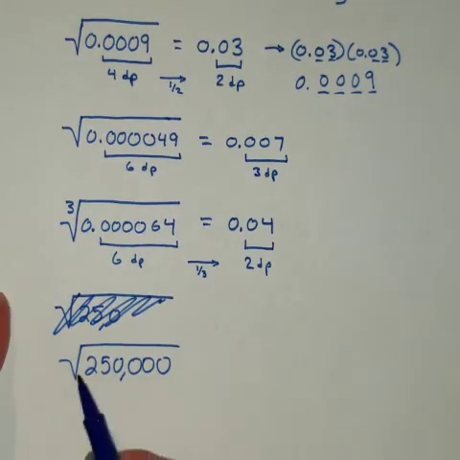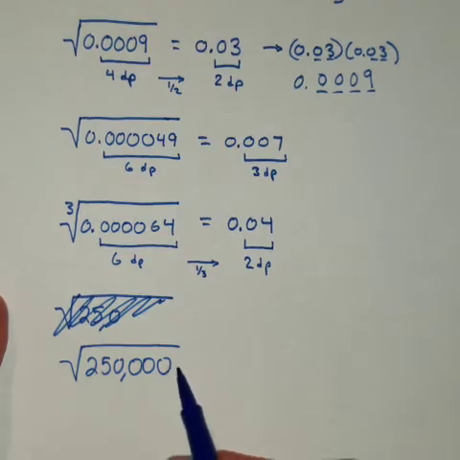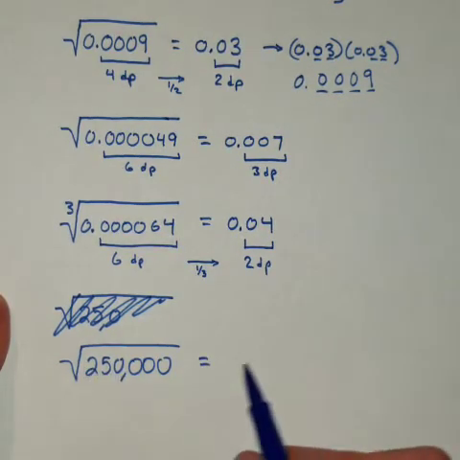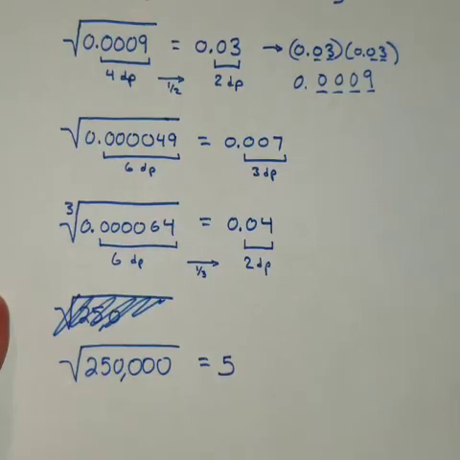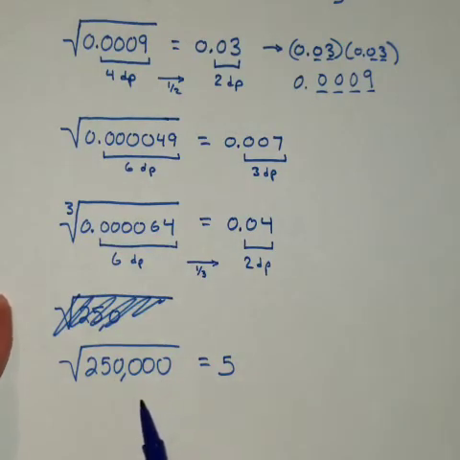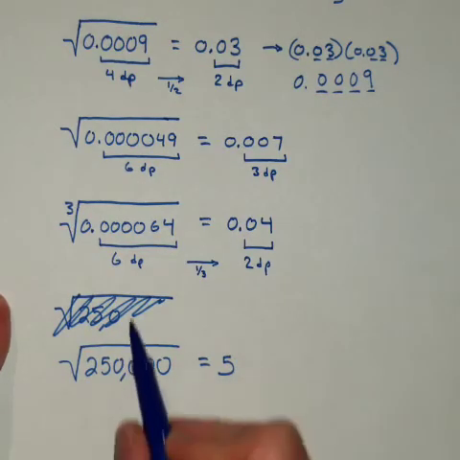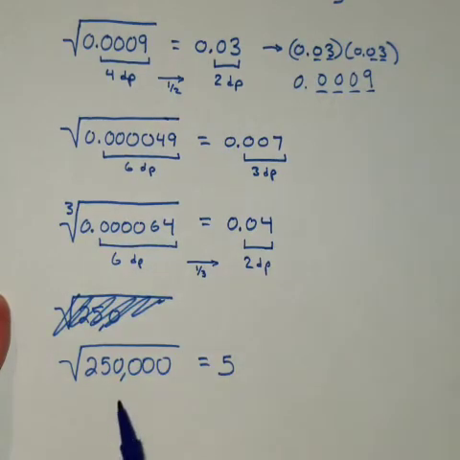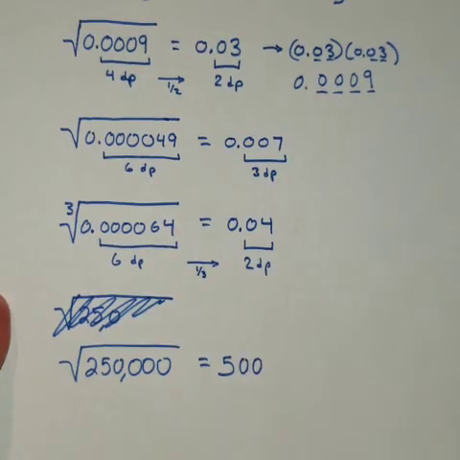250,000. So with 250,000, you do the square root of the 25, you get 5. And again, we need to look at the number of zeros here. So instead of decimal places, we're going to look at zeros in the larger numbers. Because when you're dealing with larger numbers like multiples of 10, the number of zeros add up rather than the number of decimal places. So here, I've got 1, 2, 3, 4 zeros. I need 2 then in my answer.